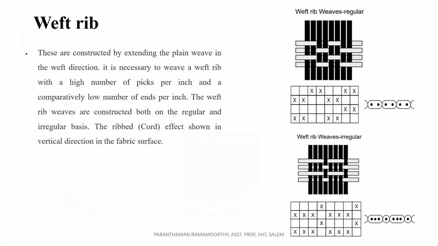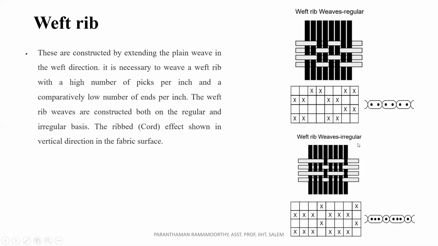Next, weft rib. These are constructed by extending the plain weave in the weft direction. It is necessary to weave a weft rib with a high number of picks per inch and a comparatively low number of ends per inch. The weft rib weaves are constructed on both regular and irregular bases. The ribbed or cord effect is shown in the vertical direction on the fabric surface.